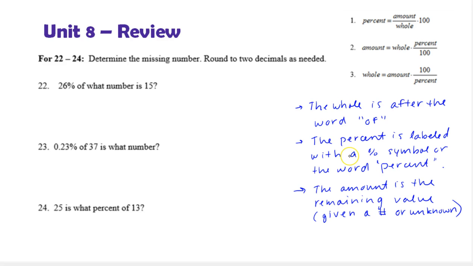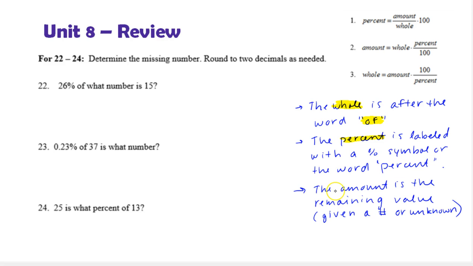Okay, so just a few things. This is the order in which I try to find. All of the problems will always have a percent, an amount, and a whole. 2 of them are given, 1 of them is unknown. So I always start with finding the whole. It's going to be the word after the word of. That's always the case. That makes it easy. Okay. The percent is labeled with a percent symbol, or they might write the word percent. So that's easy to find.